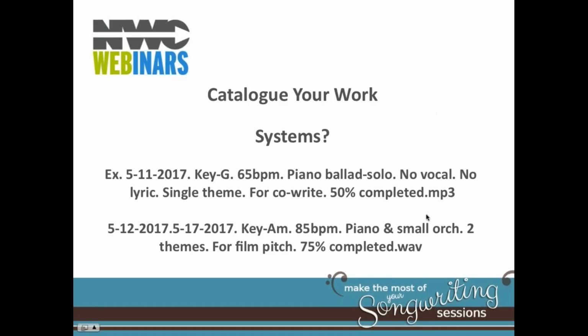So what it is essentially, I catalog my work by date first, so I can go back and find the most recent work. Date, then it's the key of G. Speed, 65 beats per minute. Instrument, it's a piano ballad solo. There are no other instruments on it, no vocal on this particular one, and no lyric, obviously, if there's no vocal. Number of themes, it'd be a single theme, so it would just be a verse or a chorus.